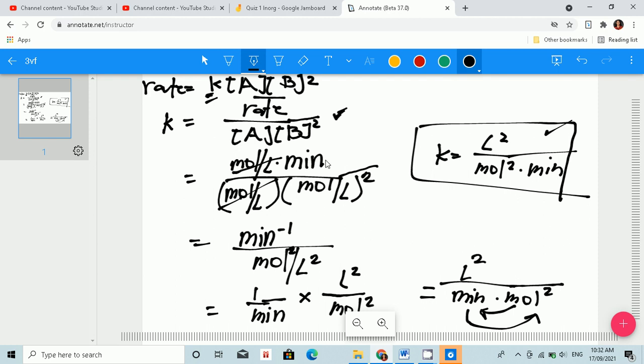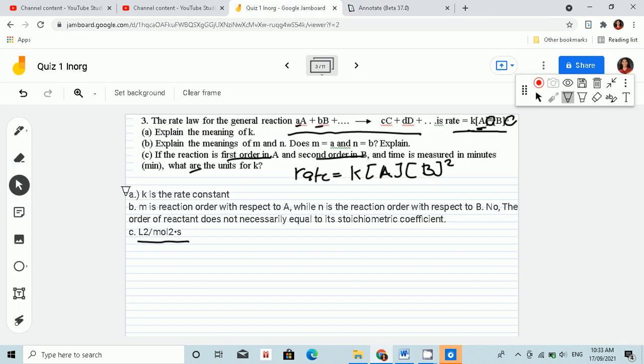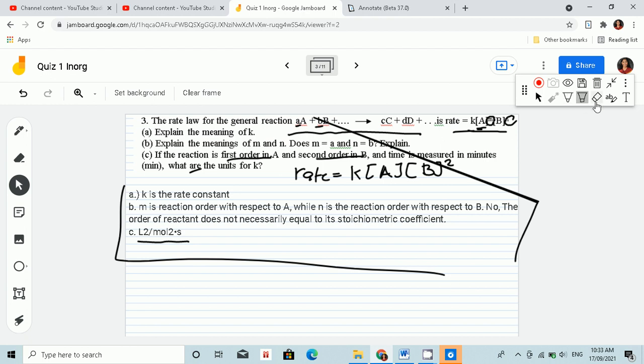Notice here that it is raised to the negative 1, because the rate is mole per liter minute. So minute is a denominator, and when we cancel this one and put it on top, we have to make it negative. We have to raise it to the power of negative 1. Okay, so that's it. All right, so here's our answer. So if your answer is this one, then you got it right.